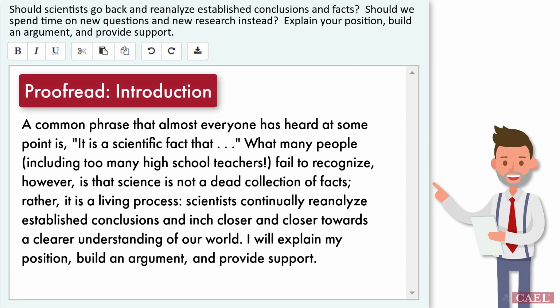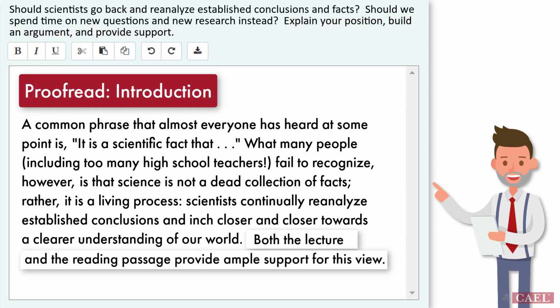Now that I'm proofreading, I notice that part of my introduction was copied directly from the writing question. To fix this problem, I'll keep the idea but change the wording. Instead of "I will explain my position, build an argument, and provide support," I think I'll write, "Both the lecture and the reading passage provide ample support for this view."